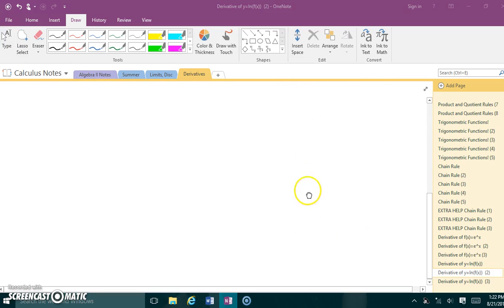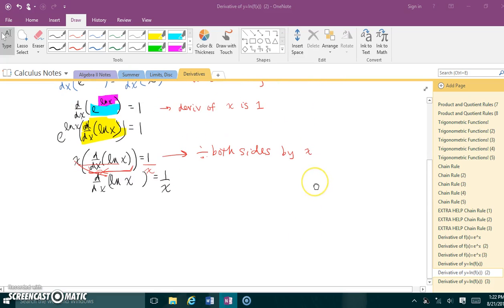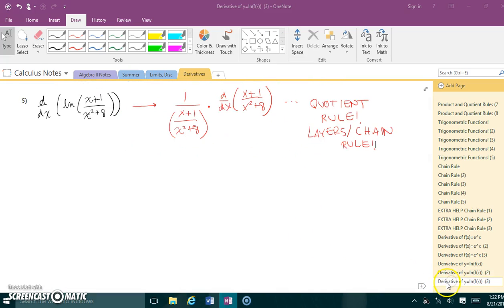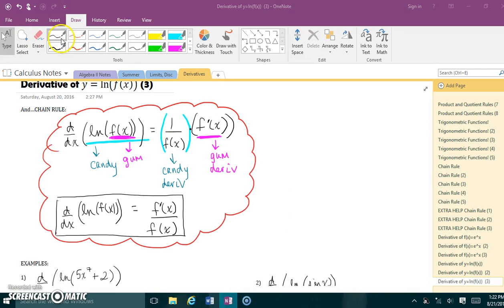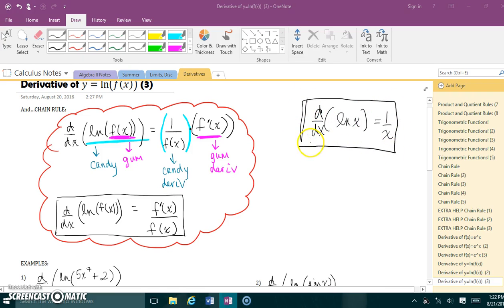And down here, I think I have it a little bit neater. Oh, maybe I don't. Maybe it's over here. There it is. Okay. So the quick rule is that the derivative of natural log of x is 1 over x. So if you didn't copy that down from before, make sure you have that written down.